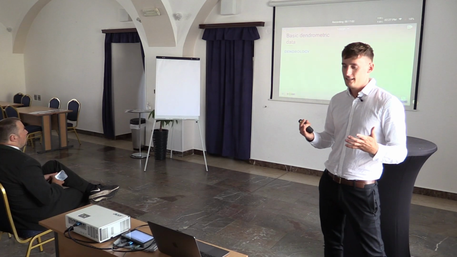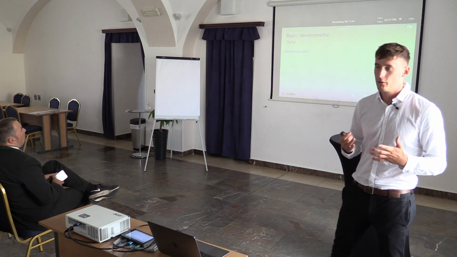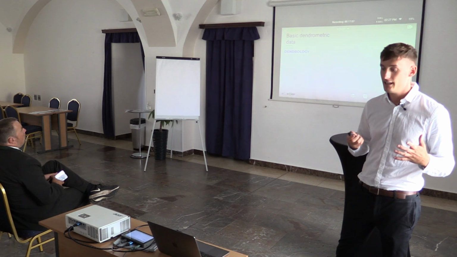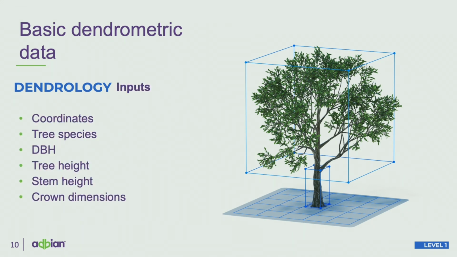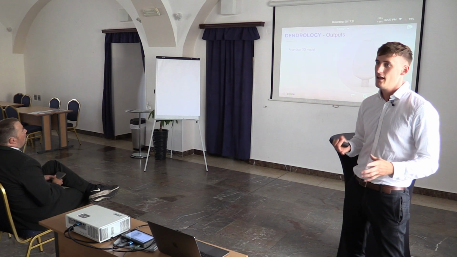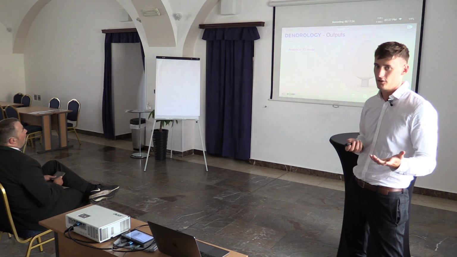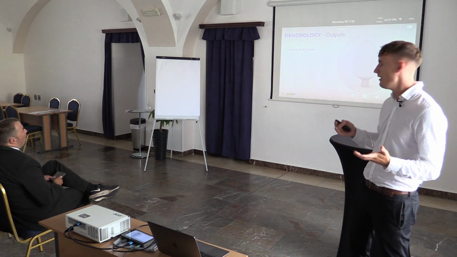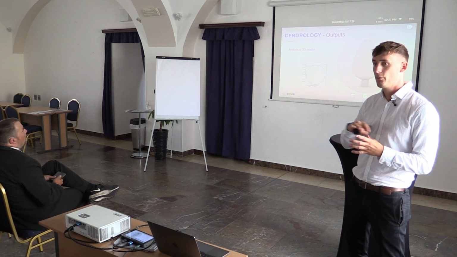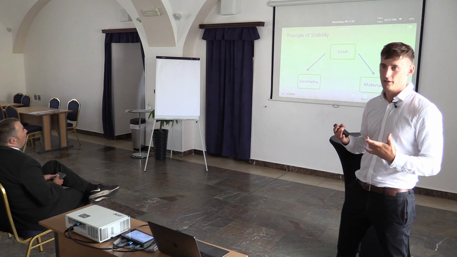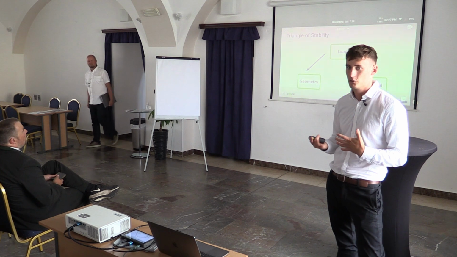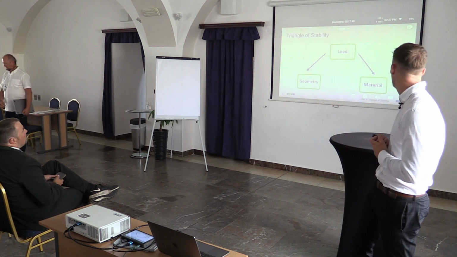We start with the basics, Adbian 1. We just work with basic dendrology data, such as coordinates, tree species, DBH, tree height, stem height, and crown dimensions. We are able to model a very simple 3D model, and we give it the shape of the crown based on its taxonomy. So it's very simple. The profile of the stem is a circle, and there is not really an improvement in geometry compared to these other instruments or other tools on the market.